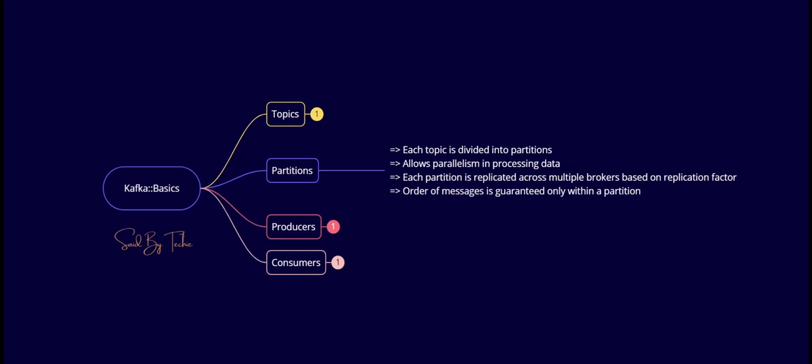Partitions also enable horizontal scalability, because the data is distributed across multiple brokers. So Kafka is able to handle large amounts of data and it can provide high throughput as well.